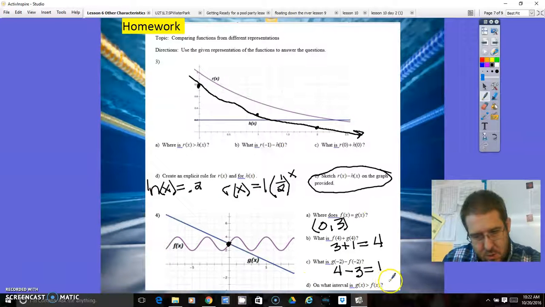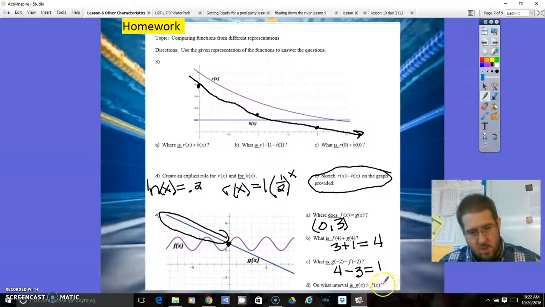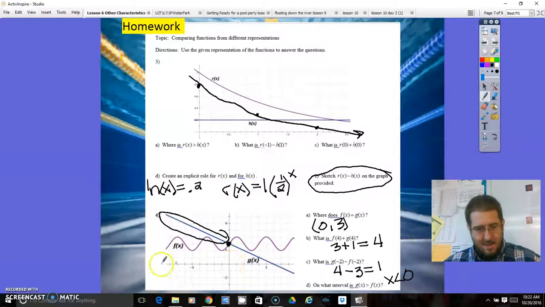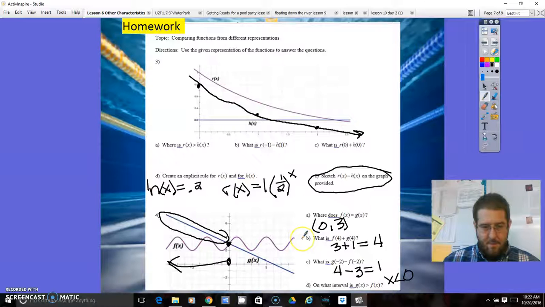On what interval is g of x greater than f of x? When is g of x above f of x? It's above it right here. So it stops being above at 0. So it's above when x is less than 0. Done. Anytime you have a domain that's less than 0, anything to the left of 0, g of x is above f of x. But then everything above 0, now f of x, the purple squiggly line, is now above the blue straight line. So that's not a part of the answer.